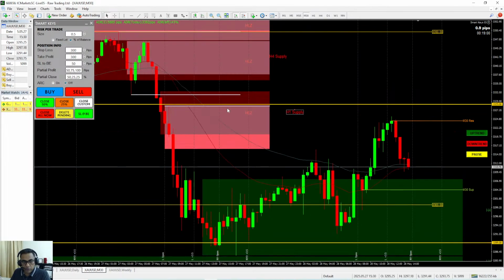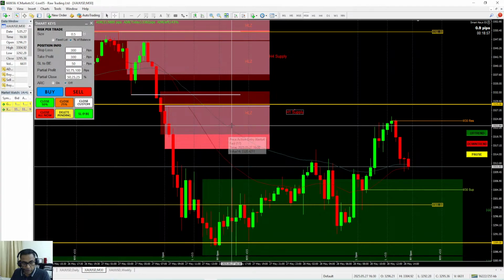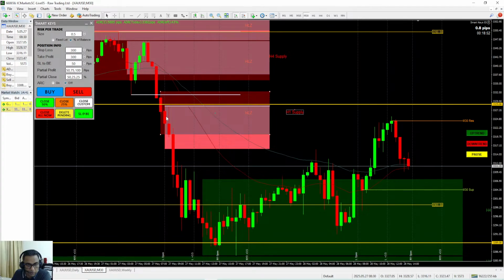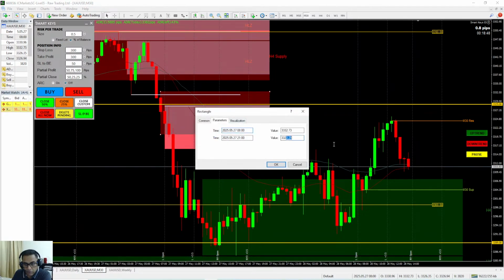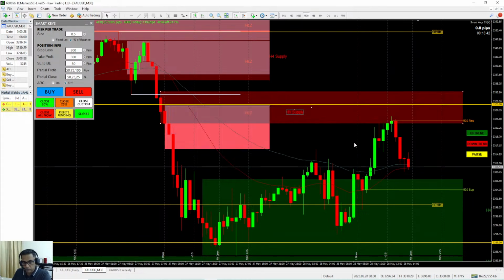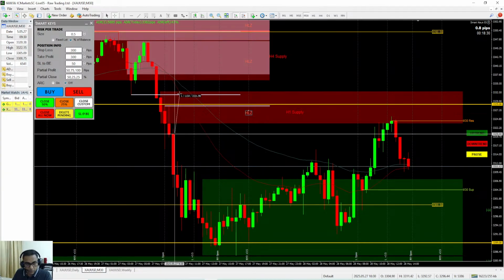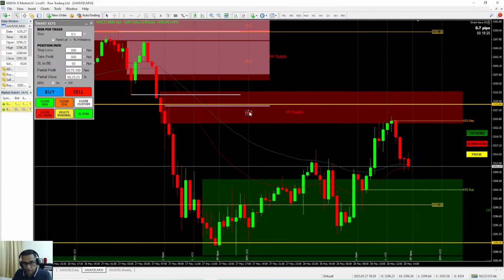Let's take a look at a 30-minute. Yeah, we've come deep into it. Now we can narrow this down to here, 2347. Okay, let's get rid of this as well. 124 pip zone, we've come in 50 pips. So still a high liquidity zone. We haven't crossed the 50% mark.